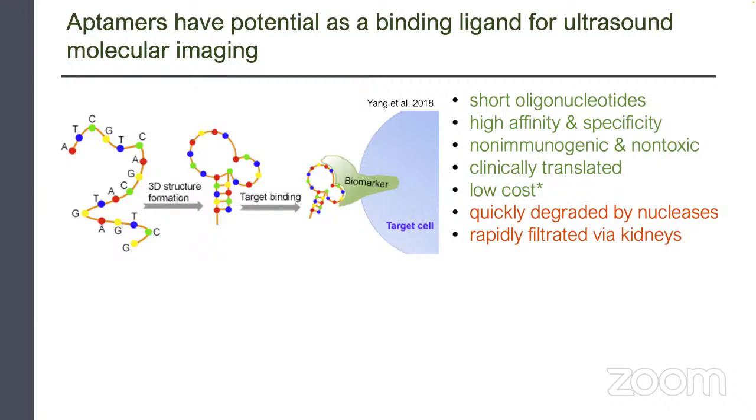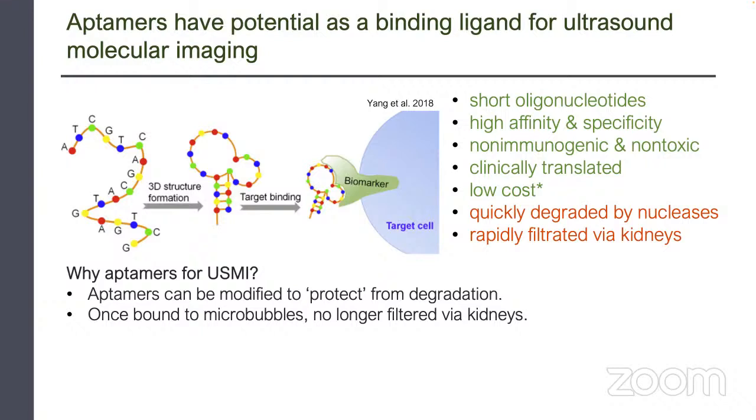However, they're really low cost because you can synthetically produce them. It's just like getting primers. They're 30 cents a base pair sort of deal. So they're really inexpensive to use. The thing that's really held them back, so they were really hot for a long time, but the problem with traditional imaging approaches is that they're really quickly degraded by nucleases in the blood. And they're rapidly filtered via kidneys because they are so small. In general, they're like 30 to 50 nucleotides long. So they quickly degrade and they rapidly are lost, unlike antibodies.